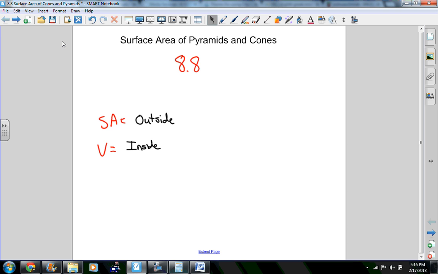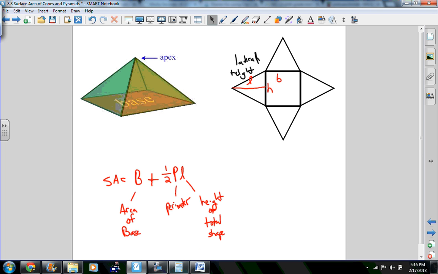So we're going to work on surface area of pyramids and cones. Surface area is the outside. That's what we're doing today. Volume is the inside. That's what we did yesterday. So when we're working with pyramids and cones, we have the base is the bottom, and the apex is the top.